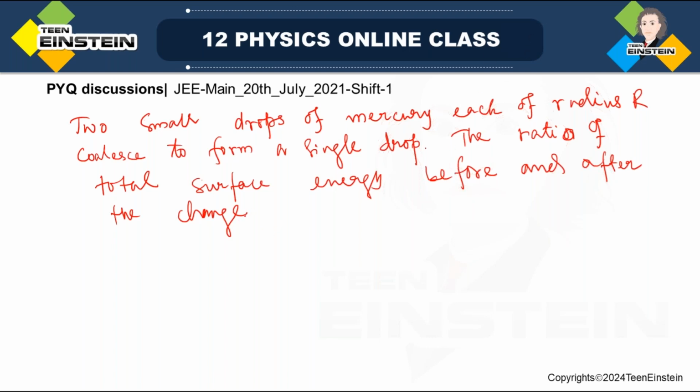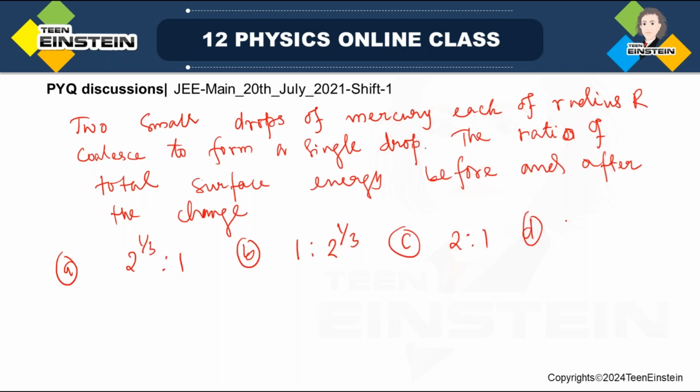So the options are given as: Option A is 2 to the power 1/3 is to 1. Option B is 1 is to 2 to the power 1/3. Option C is 2 is to 1. Option D is 1 is to 2. Okay.